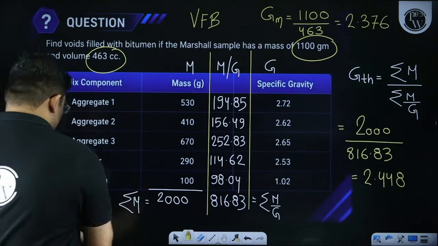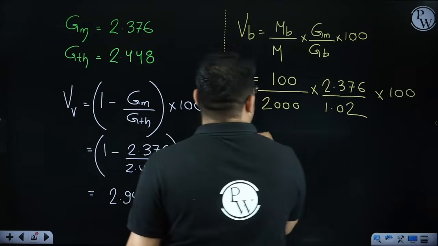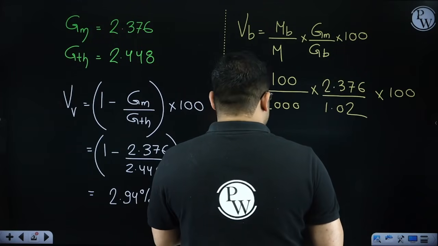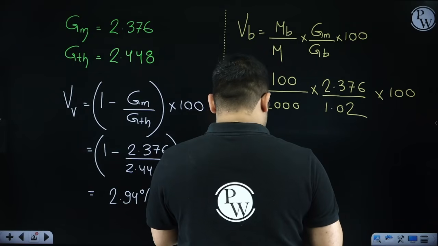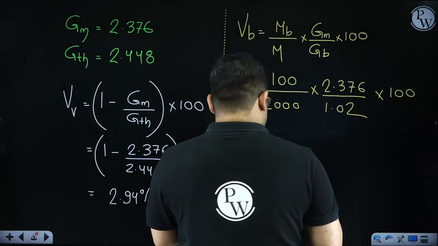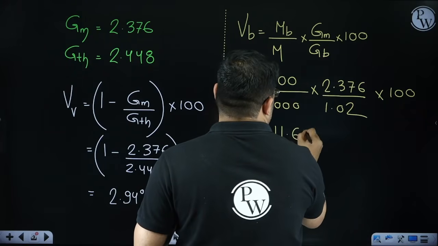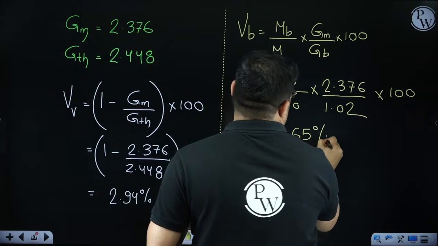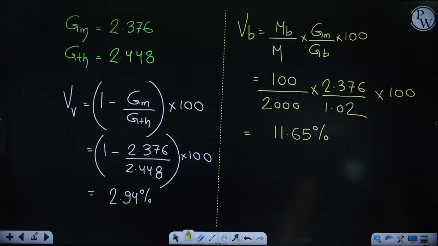So into 100. So how much will we get for this value? If I calculate 100 divided by 2000 into 2.376 divided by 1.02 into 100, I'm getting a value of approximately 11.65%. So this is the percentage bitumen you are getting. So we got our air voids, we also got our percentage bitumen, right?